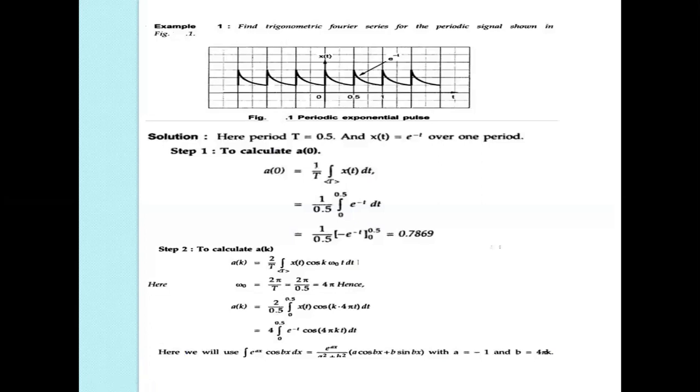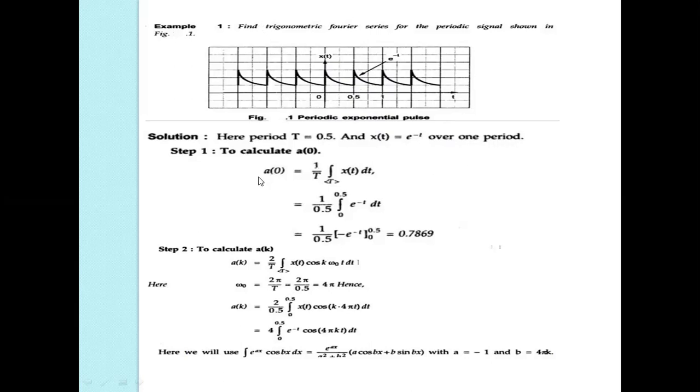First example: find the trigonometric Fourier series for the periodic signal shown here. Why do they say it is periodic? It means the exponentially decaying function is repeated for every 0.5 time period. So here the time period T is 0.5 and the given signal is e power minus t over one period.